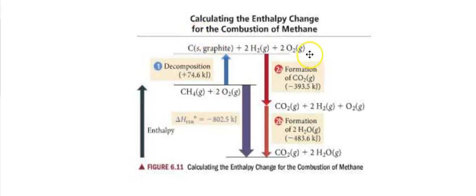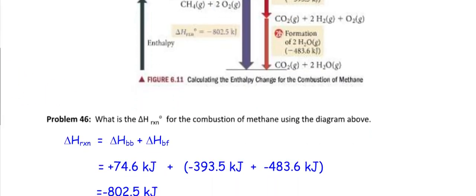So now that I have its elements, I'm going to form carbon dioxide, which is a negative 393.5, and I'm going to make 2 waters. If I add these 2 parts together, then I get my final product. So it says, what's the delta H reaction for this?